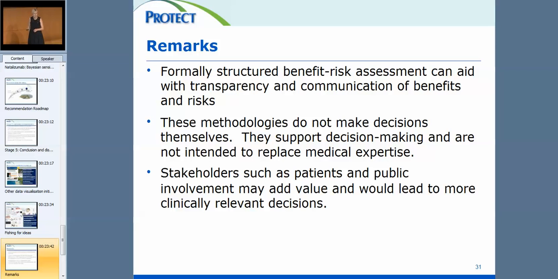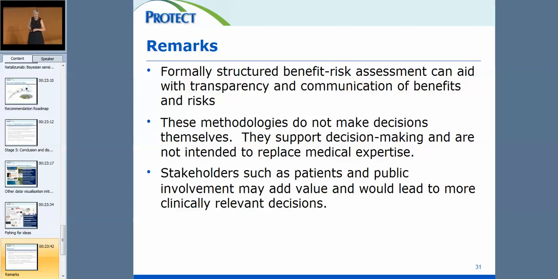So just to wrap up, what we're finding in the project as a whole is that formally structured benefit-risk can aid transparency and communication. These methodologies don't make decisions themselves, they're supporting decision making, and they're certainly not intended to replace medical expertise. But they're intended to flush out what people know in their heads but don't always write down. It's really important working with the stakeholders, patients and public involvement. We've done a bit of that working with the International Alliance of Patient Organisations, but we need to get far better at it.